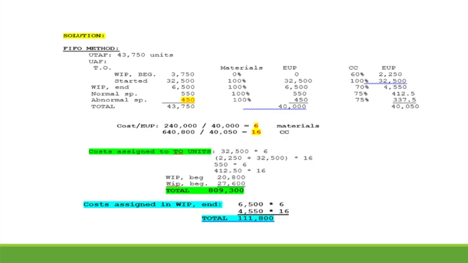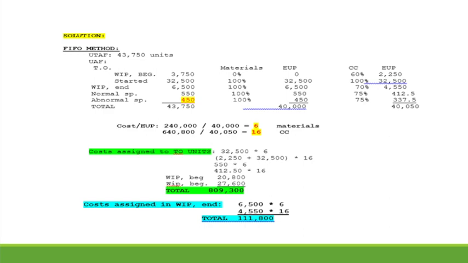Okay, so 40,050. So if the question is identified as the equivalent units of production as to the conversion cost, your answer should be 40,050. 40,050 dapat ang sagot mo dyan. Okay?